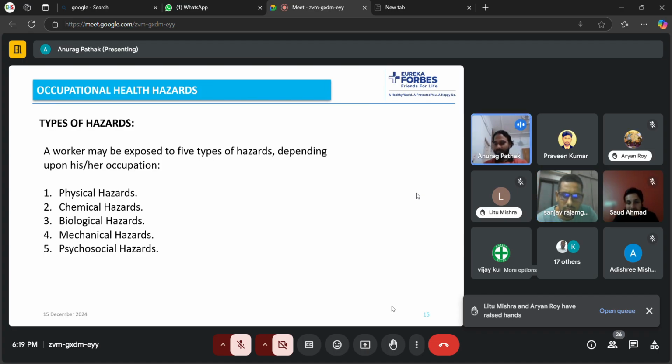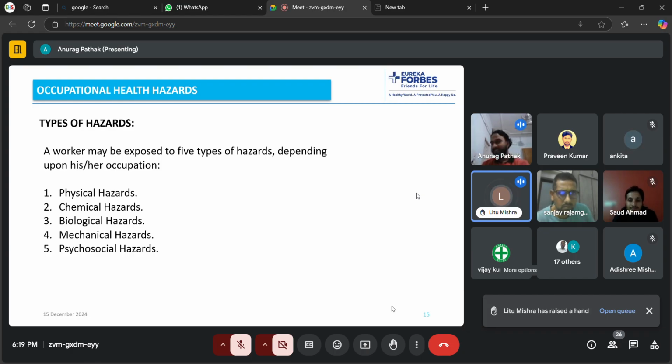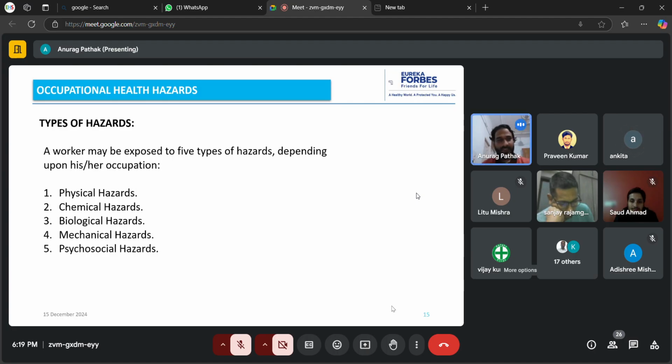Okay, Litu wants to say something. Yeah, please go ahead. Sir, a hazard is a potential to cause harm. Yeah, that is the right definition. Can you please repeat once? A potential which can cause harm. It can be human harm, it can be a fire, it can be anything, property damage, anything. So Ankita, you are able to understand now what a hazard is? Yes, sir. Okay, thank you.